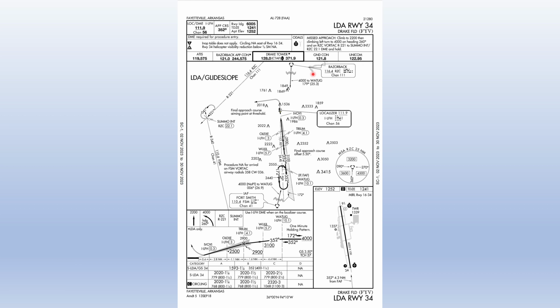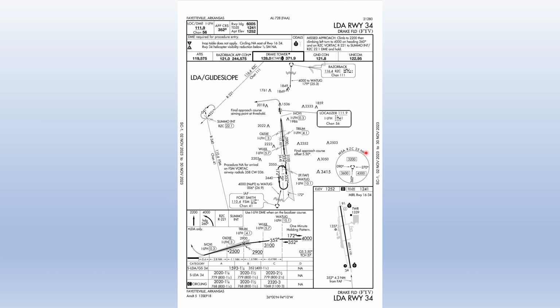Looking at the plan view, we do have just a little bit of water up here that's depicted on the chart. We do have a note to tell us that this is an LDA with a glide slope. We have the MSA down here, minimum safe altitude or minimum sector altitude.